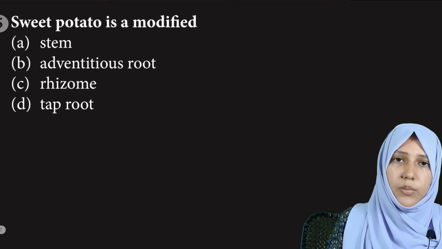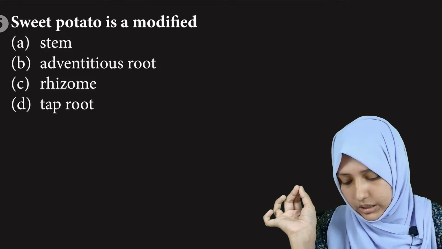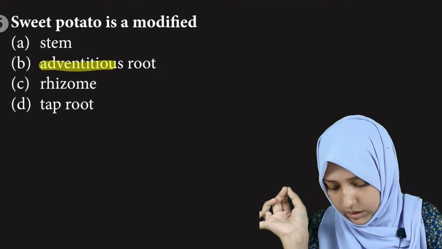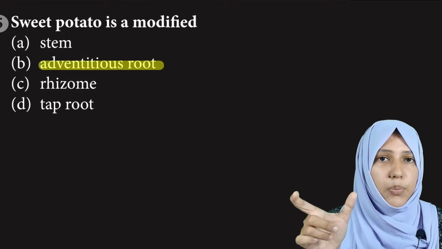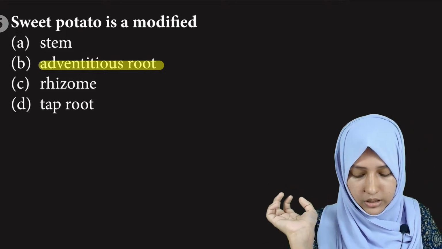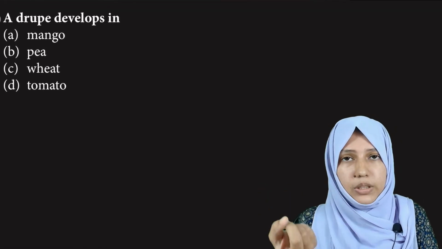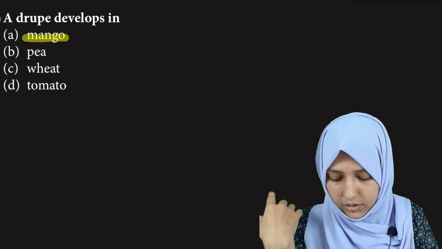And sweet potato is a modified, you just have to remember this, it is a modification of root and it is an adventitious root. Sweet potato is an adventitious root. And taproot modification for storage of food was seen in carrot and turnip. Clear? Next question. A drupe, as we have seen, is in mango and coconut.